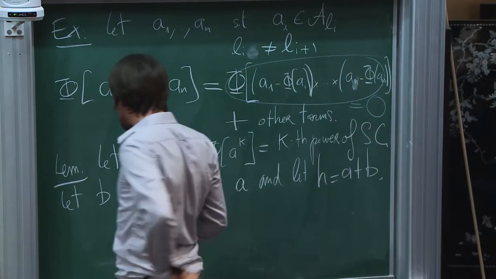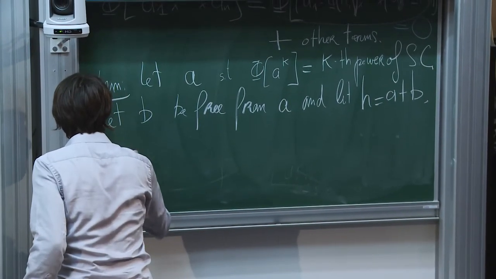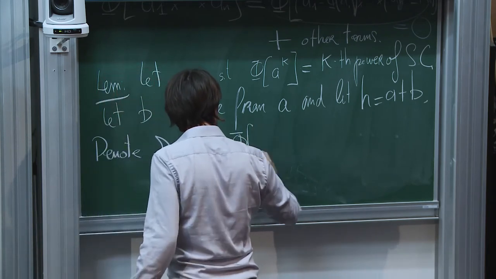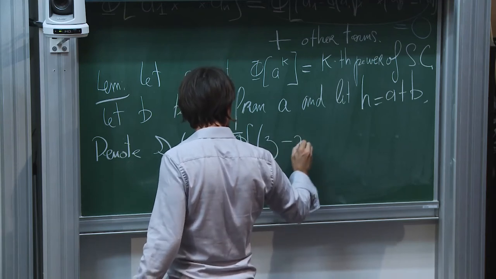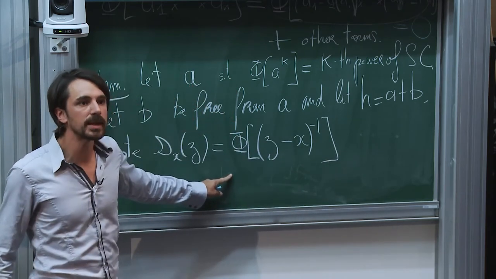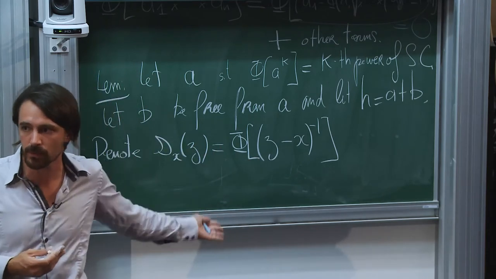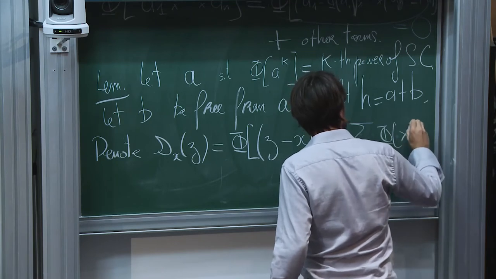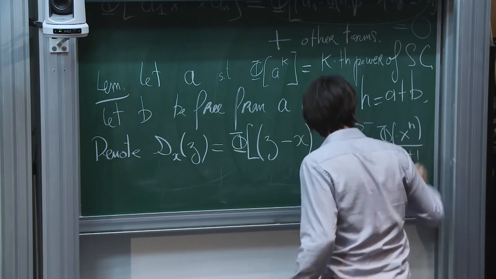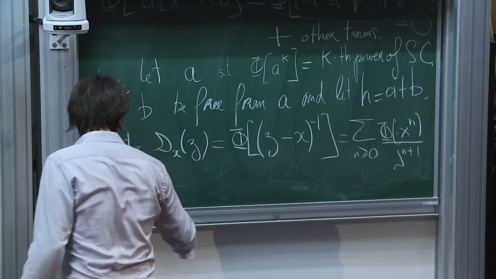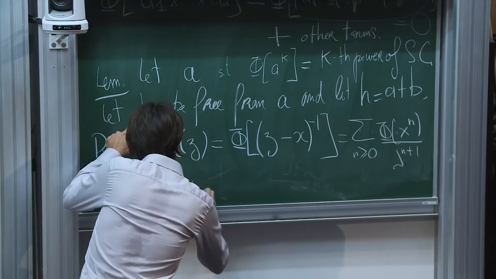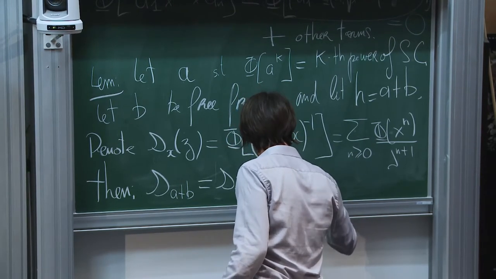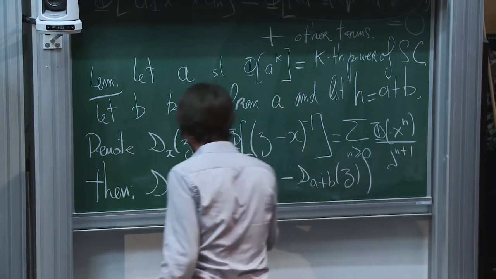Then, actually, we can use the Stieltjes transform, denoted S index x of z, which is phi of, so this is the usual formula, (z minus x) to the power minus 1. So this is not exactly a polynomial, but trust me, you can give a sense to that formula in the non-commutative probability space. Just say, as the limit of this sum, phi of x to the n over z to the n plus 1. Then the Stieltjes transform of a plus b is equal to the Stieltjes transform of b applied to z minus the Stieltjes transform of a plus b. And everything is in z there.